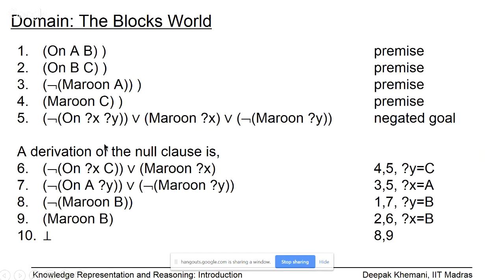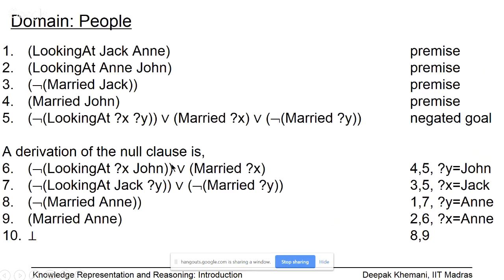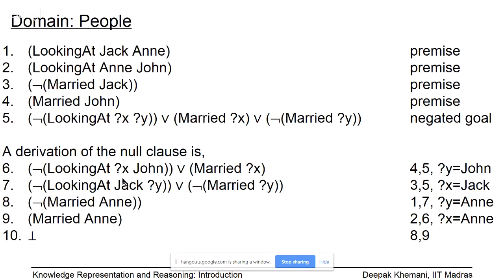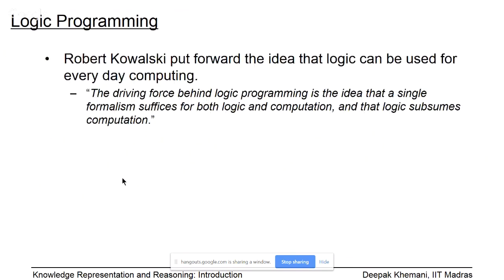So in the blocks world, we can show that we derive this, we derive this, we derive this, and so on to the null clause, and you can work it out for yourself as a small example. Likewise, in the domain, the derivation can be done, and therefore you can show that this is a complete method. Okay.